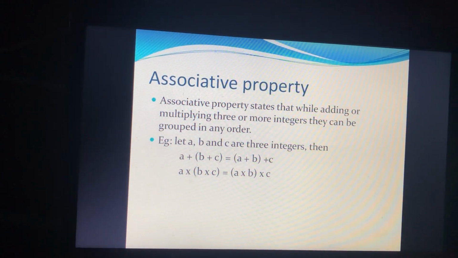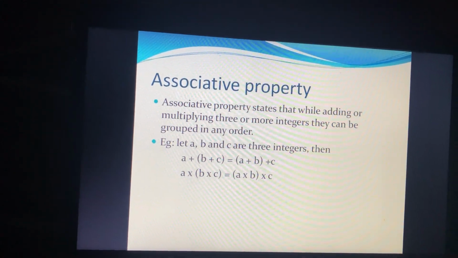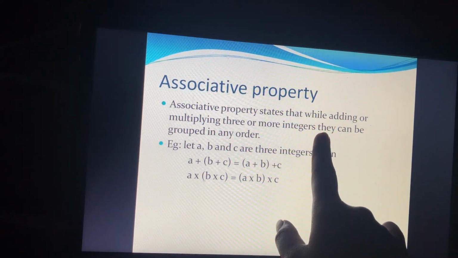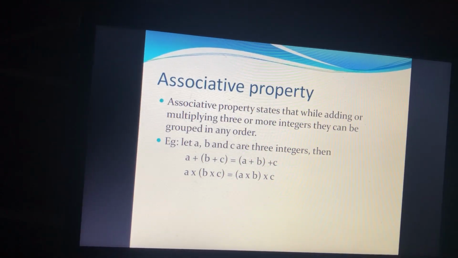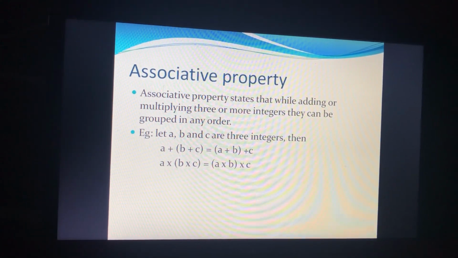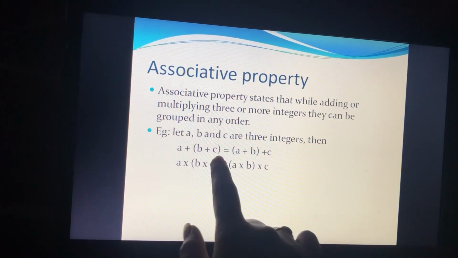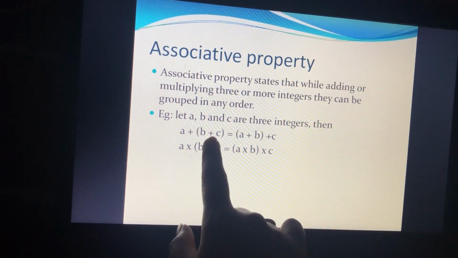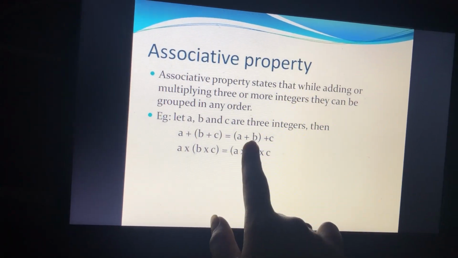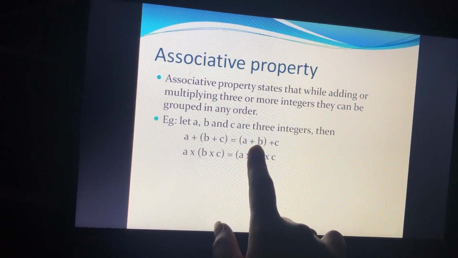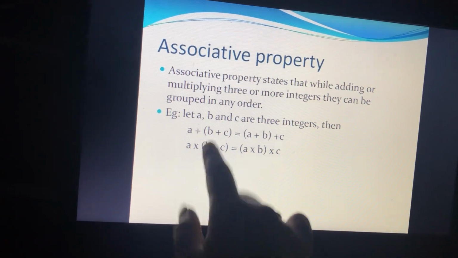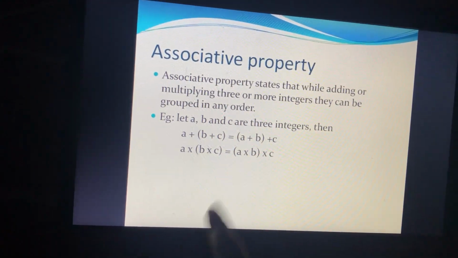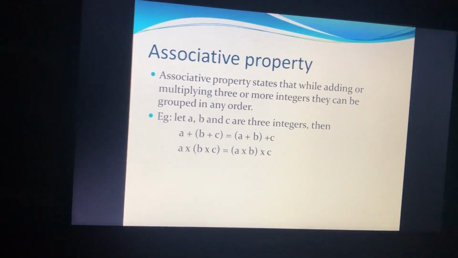Next is associative property. Associative property states that while adding or multiplying three or more integers, they can be grouped in any order. Grouped means when we have three integers, we can make any group. यहाँ पे हमने b plus 3c का ग्रुप बनाया है और यहाँ पे हमने a plus b का ग्रुप बनाया है. ग्रुपिंग हम किसी की भी बना सकते हैं, but the answer is same. That is how associative property works under addition and under multiplication.